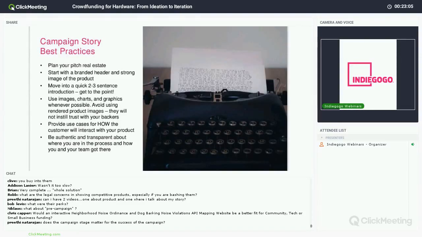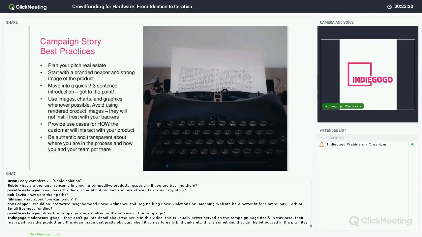We highly recommend starting with a branded header and a strong image of the product. If you have any kind of branding, you want to use that as a way to introduce the product. Then follow that up with a really nice, strong, close-up image of the product. Directly after that, we recommend adding a quick 2 to 3 sentence introduction. Very straightforward: What is this product? What does it do? Why is it important? Really, really clear.